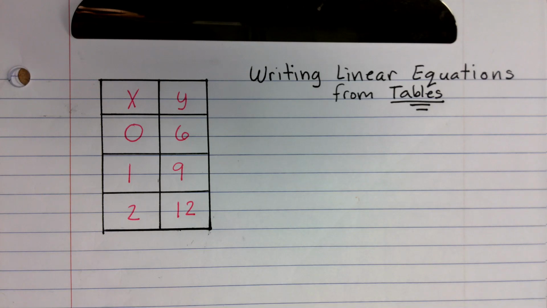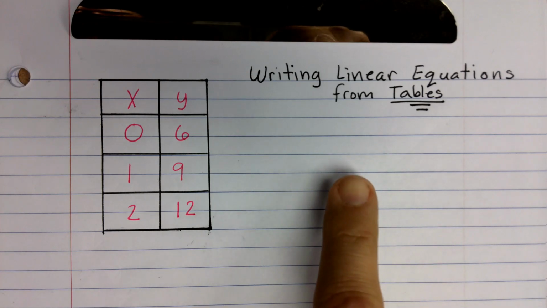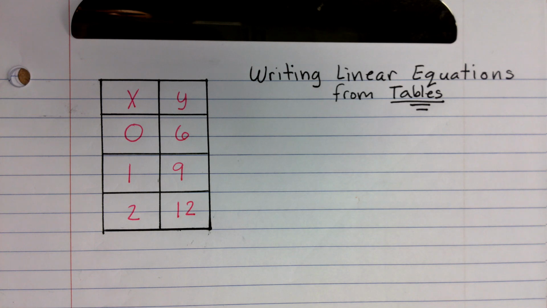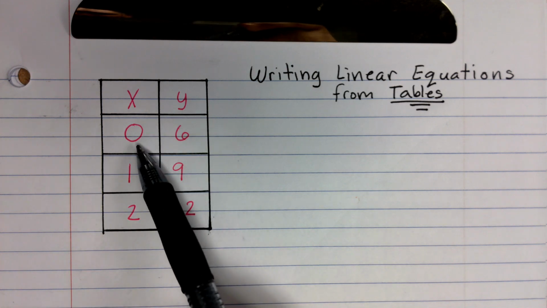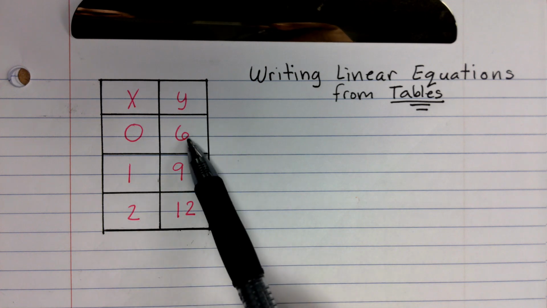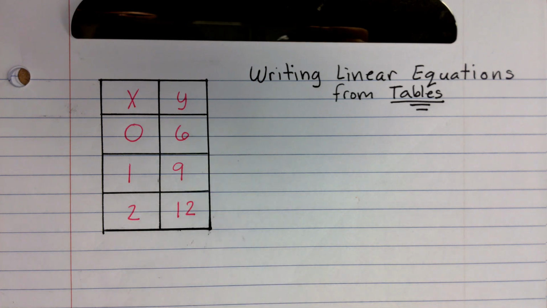Alright, in this video we're going to look at how we can write a linear equation from a table. So let's take a look at this table real quick. Notice we have x values 0, 1, and 2, and we have y values 6, 9, and 12. There's a couple different ways that you can do this, but the easiest way is to use your calculator and use the stat function. So I'm going to show you real quick how we do that.